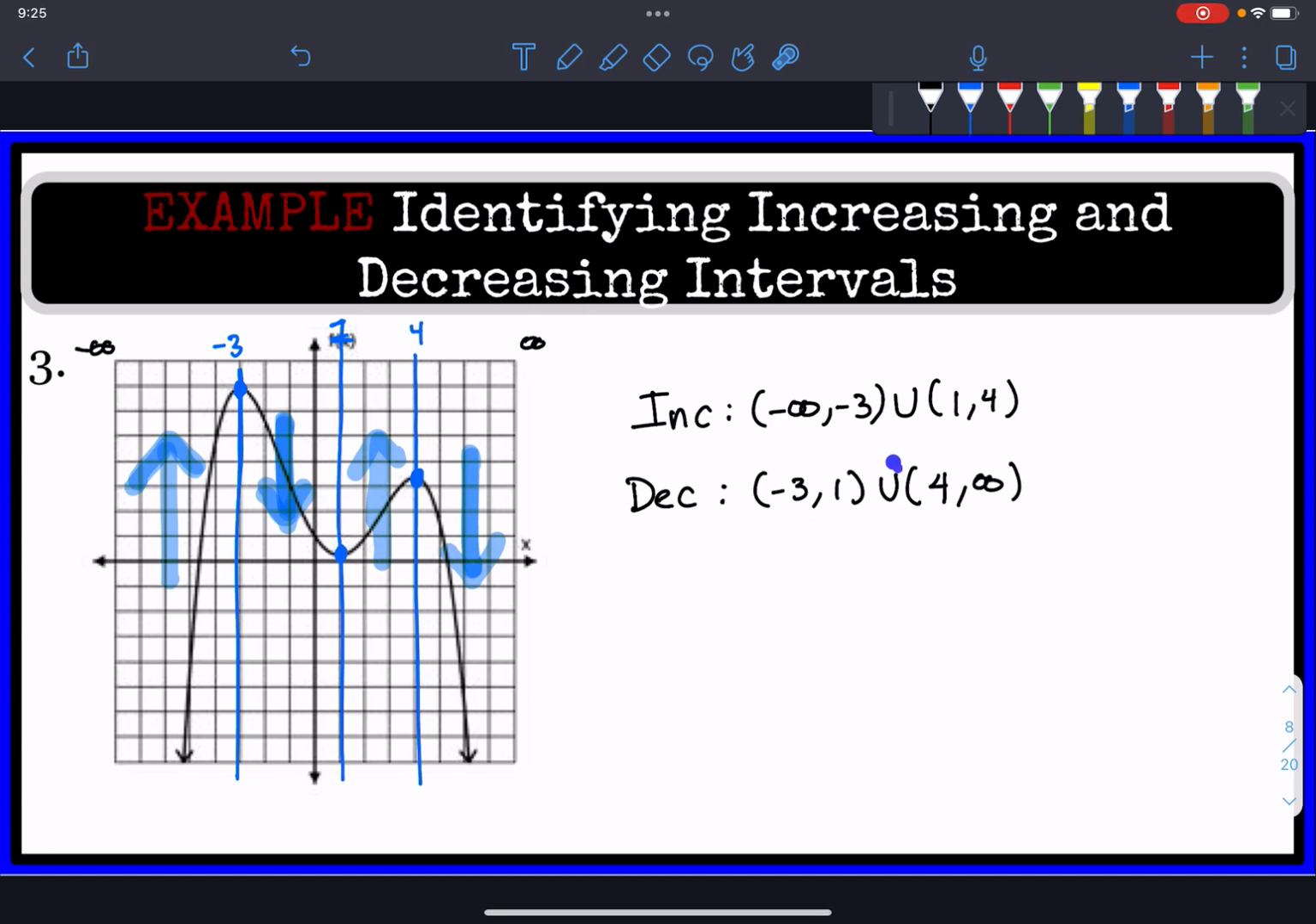And again, we use this notation right there, union, which is again and, to represent where the two graphs are decreasing. So if there's multiple intervals where the graph is moving up or down, you have to join them again using our union symbol or and symbol right there, which is just a big old U.